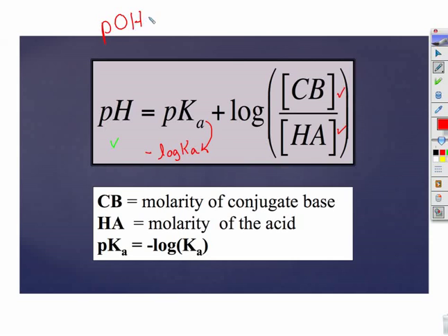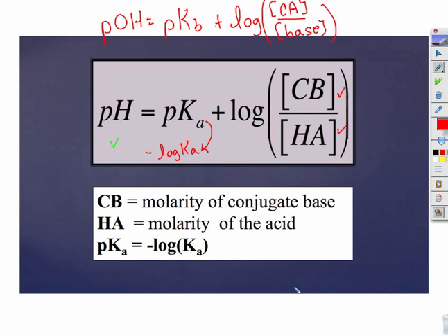Now, the base version of that is pOH is equal to pKb plus the log of your molarity of your conjugate acid over your molarity of your original base. So that would be the base form of that. And I personally like this equation. I think it's really helpful. And we will move into those calculations when we get to our next series of slides, because I just realized I'm out of slides on this. So, short little video to finish up some final details.